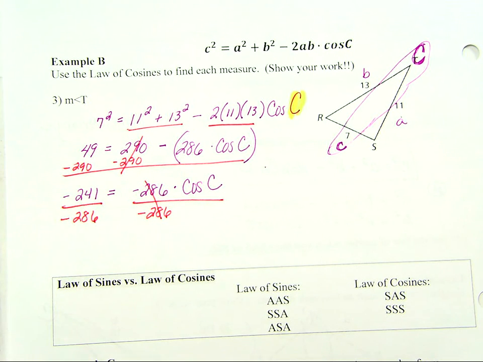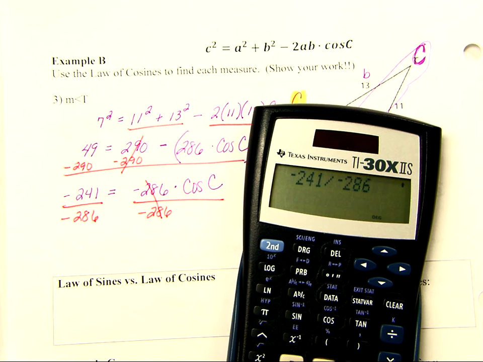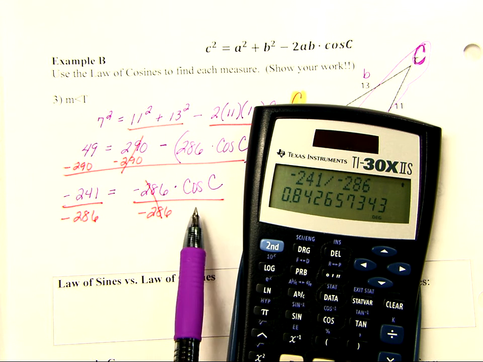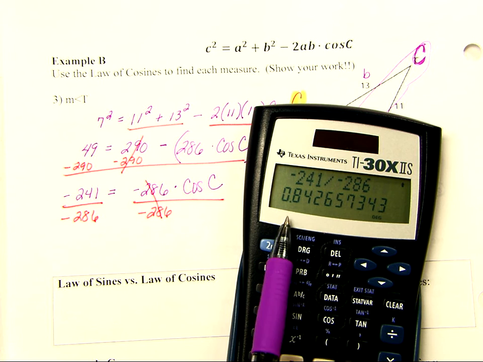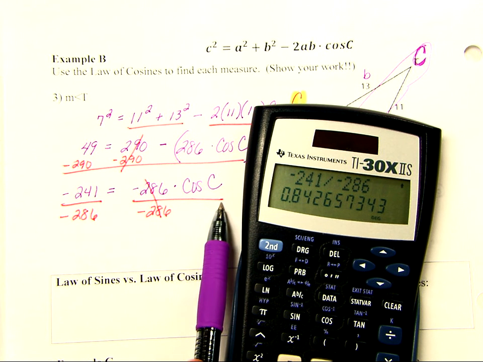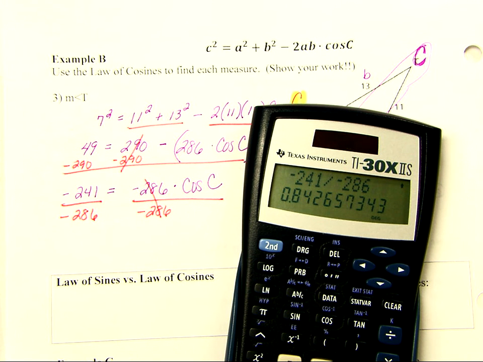Now, if I take in my calculator negative 241 divided by negative 286, I'm going to get 0.84. Does it make sense that 0.84 is what my angle C is? No. 0.84 is what the cosine of C is. So how would I find the angle measure? Yes, to find the angle measure, I need to use the inverse function. So I actually need the inverse of that answer.